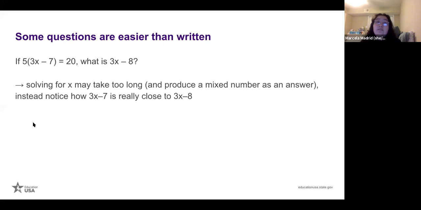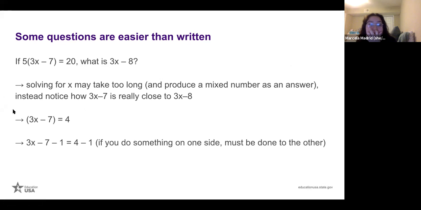Solving for x may take too long and produce a mixed number as well, which I hate. Why do they exist? I don't know. Instead, notice how 3x minus 7 is really close to 3x minus 8. So you're just going to isolate that expression. Dividing by 5 on both sides, 3x minus 7 equals 4.